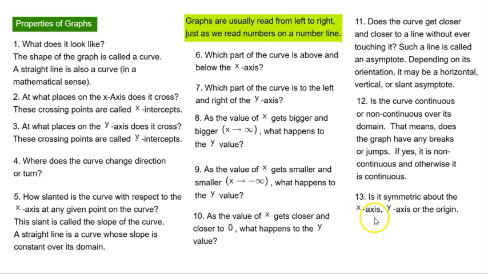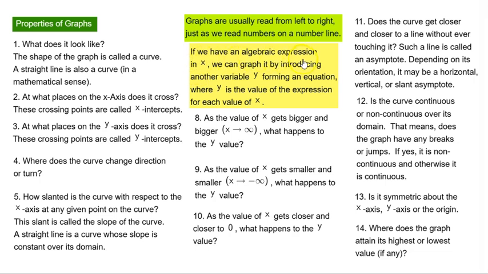Is it symmetric about the x-axis, y-axis, or the origin? Where does the graph attain its highest or lowest value, if any? So these are the kinds of questions that graphs allow us to understand or answer.